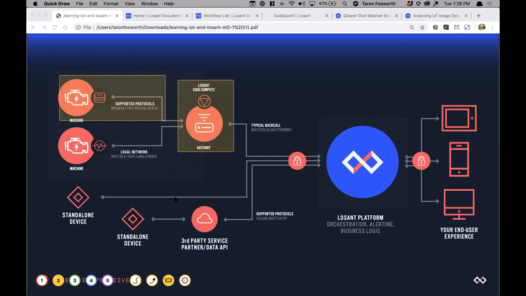I guarantee you, you can take any IoT use case and map it into one of the three paths to the cloud that you see here. It may be either one of these three or a combination of them.